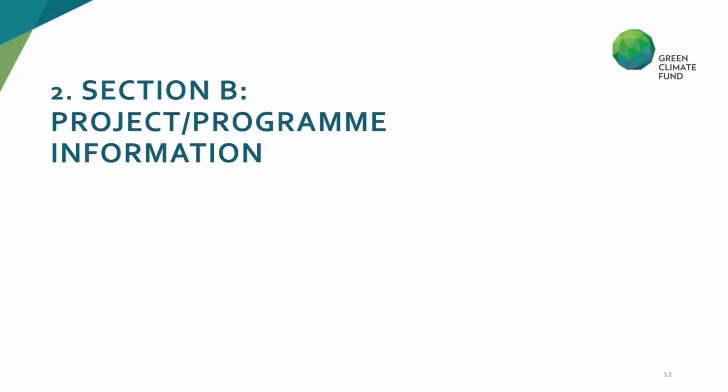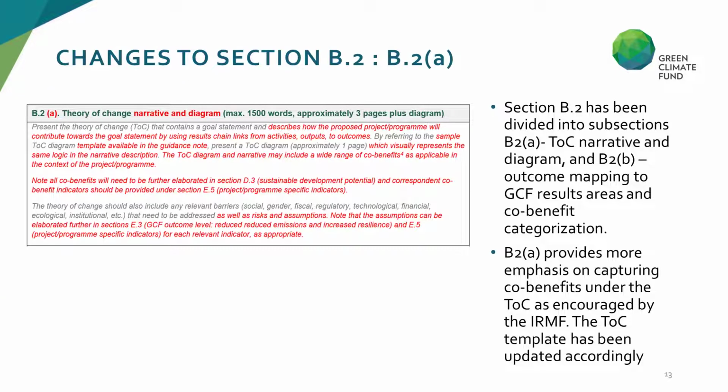I would now like to walk you through the remaining sections of the FP template with the highlight of key changes. Section A has already been covered by Vlad, so we move forward with section B, which covers project program information. The major change in section B relates to a split of section B2. Section B2 has been divided into 2 subsections, B2A, that will include TOC narrative and diagram, and B2B, that relates to outcome mapping to GCF result areas and co-benefit categorization.